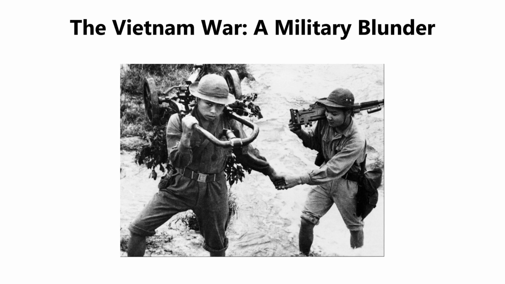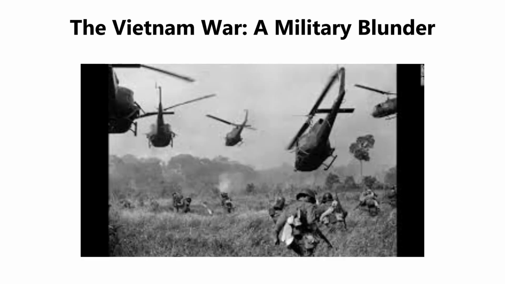The North Vietnamese Army, NVA, and the Viet Cong, the communist insurgents, used guerrilla tactics, blending into the civilian population and launching surprise attacks from tunnels and hidden positions. The US military relied heavily on conventional warfare tactics, including airstrikes, artillery, and large-scale troop deployments, but these methods were ineffective against the unconventional tactics of the North Vietnamese.